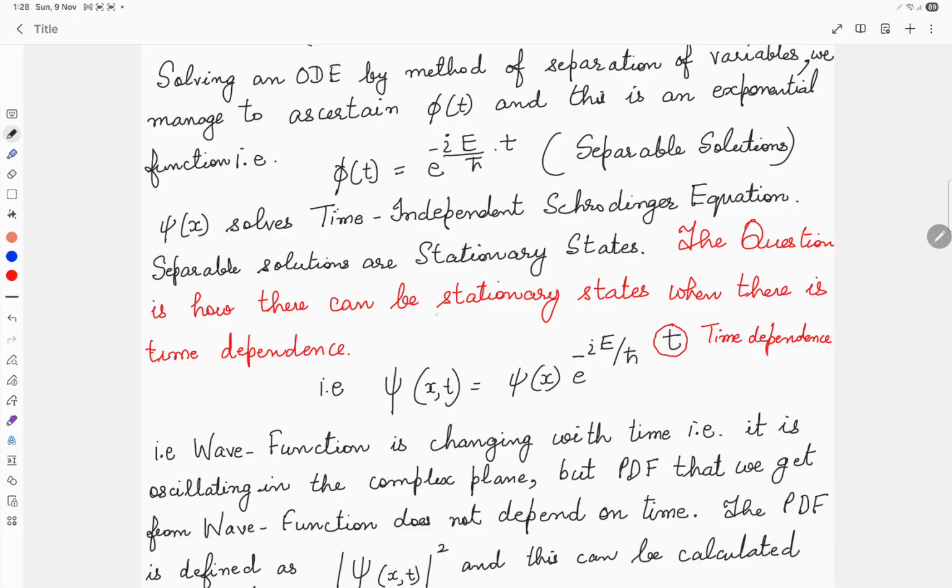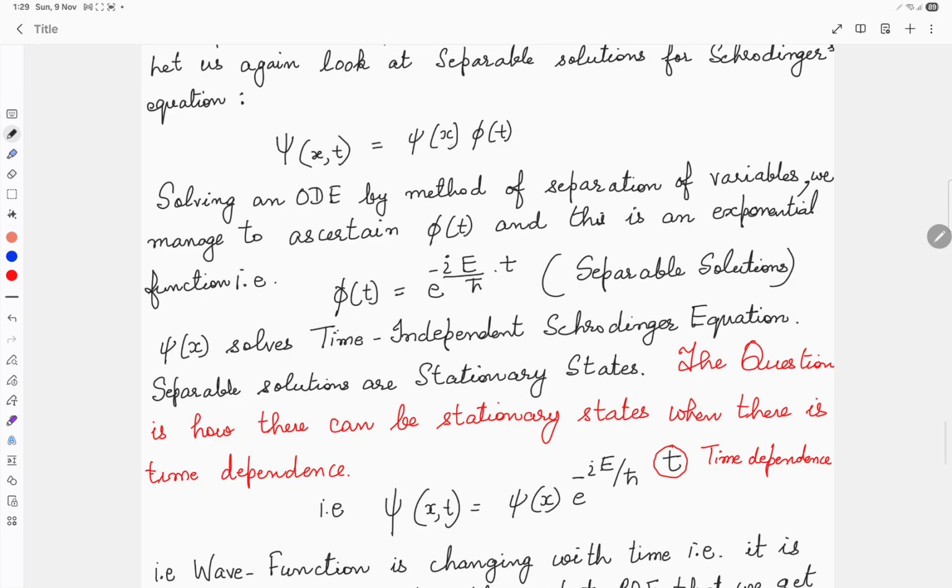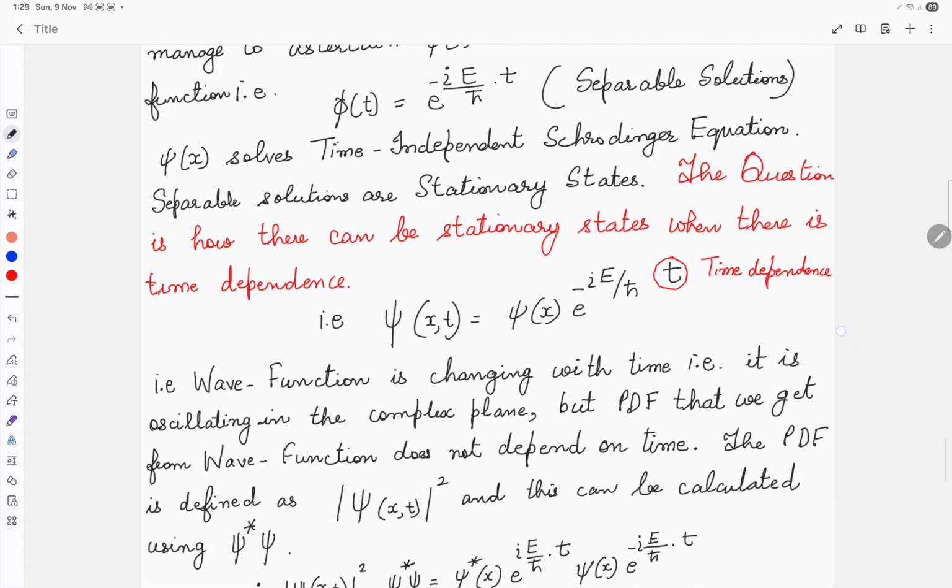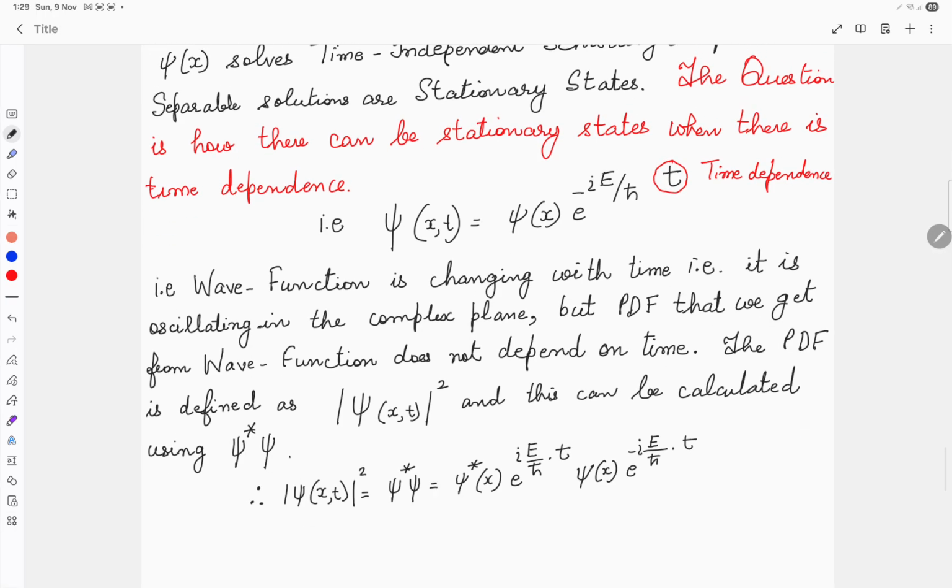The question is how they can be stationary states when there is time dependence. As I said, what are separable solutions? The small psi and phi, these are separable solutions, and I say that the separable solutions are stationary states. But the question is why it can be a stationary state when in phi t there is a time factor. Now the wave function is changing with time, that is, it is oscillating in the complex plane, but this is the important point. Let's try to understand it properly.